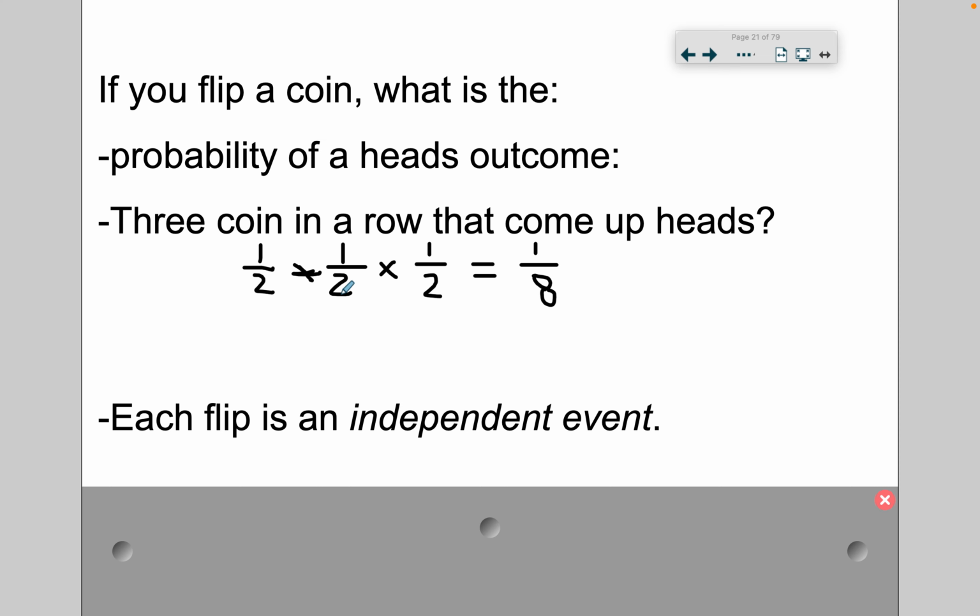It's not impacted by prior events. Like for example, if a couple were going to have a child, and there's a 50% chance that it would be a girl and a 50% chance that it would be a boy. Well, if they get a girl the first time, that doesn't mean that a boy will occur the next time. So that's what I mean by it's an independent event. It's not affected by the previous event.